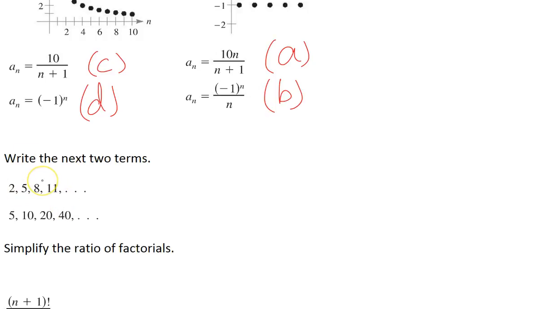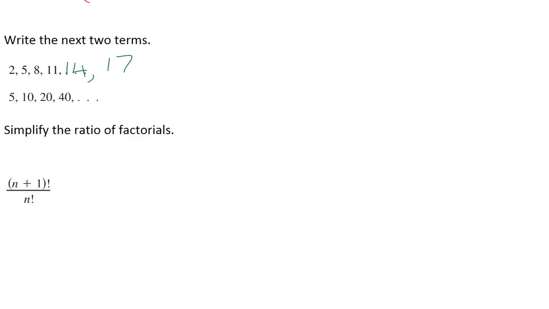Write the next 2 terms, guys. The sequence is increasing by 3, so it's going to be 14 and 17. What about this? 5 times 2 is 10, 10 times 2 is 20, 20 times 2 is 40, 40 times 2 is 80, 80 times 2 is 160. We're asked to write the next 2 terms.